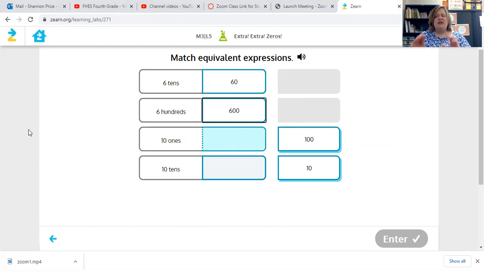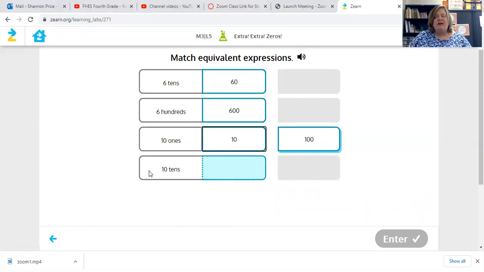10 ones. Now think about our place value chart. If I'm looking at the ones column, that first column, it's only worth 1. And I want to do 10 ones. So what would I do? 1, 2, 3, 4, 5, 6, 7, 8, 9, 10. 10 ones. So we would match the 10.